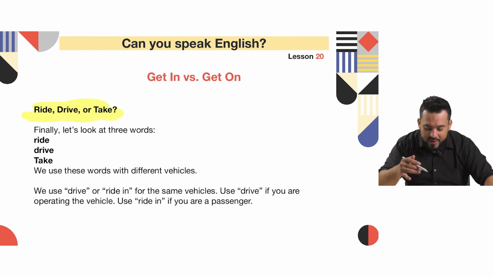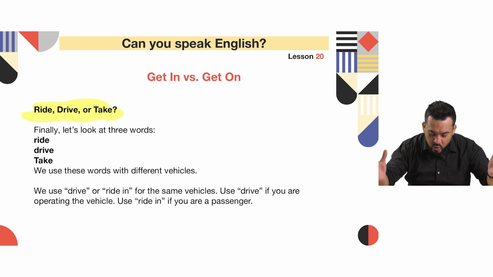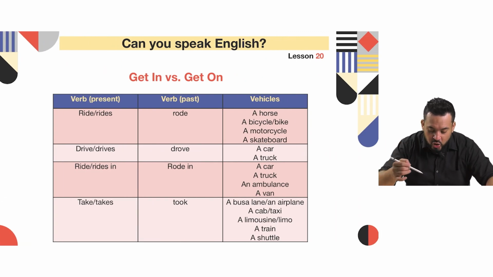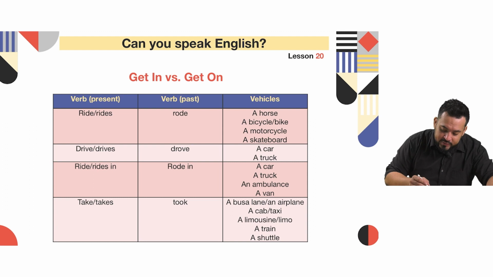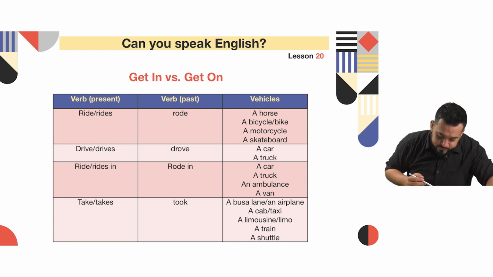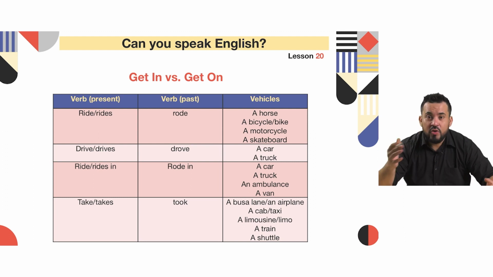All right, so ride, drive, or take. Let's take a look at ride, drive, and take. We use these words with different vehicles. Okay, let's take a look at this chart. It will explain it all. Ride, the past of ride is rode. We use this for horses, bicycles, motorcycles, or skateboards. Drive, the past of drive is drove. We use this for cars or trucks.